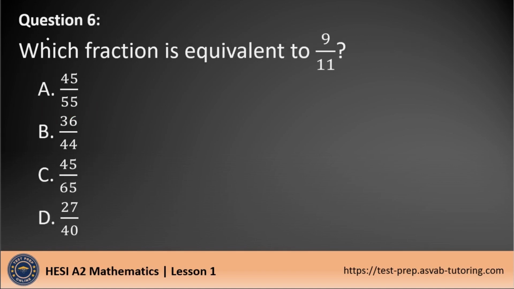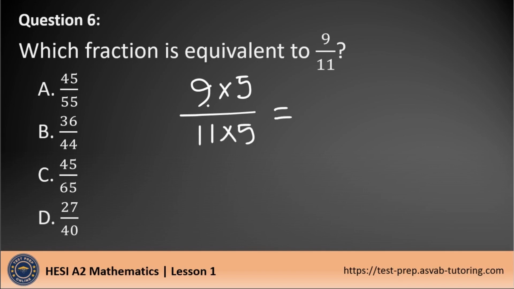Now come to question number 6. Which fraction is equivalent to 9 divided by 11? So first write down 9 divided by 11. So here 45. Let's check, 45 divided by 9 equals 5. So here we will multiply with 5. Which number do we multiply with the upper, the numerator? The same number we will multiply with the denominator. So here 11 times 5.